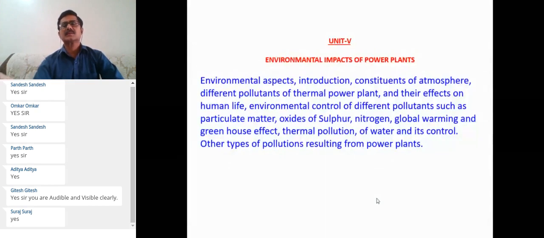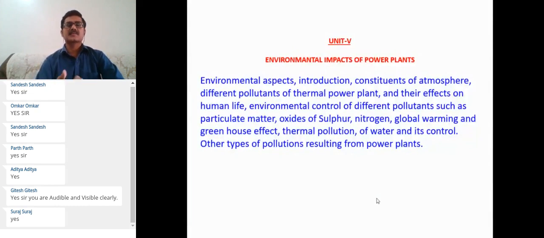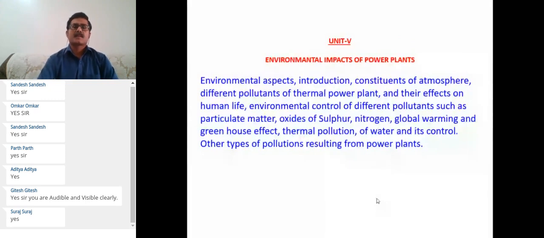So all these parameters need to be taken into consideration, which is nothing but the environmental impacts of these power plants. So different aspects that we are going to take into consideration for this one: the constituents of the atmosphere, the different pollutants which are released from the thermal power plants, what are their effects on the human life, animal life, aquatic life, agriculture. So these are nothing but the different sectors or the different fields which are going to be affected by the pollutants which are released from the thermal power plants.